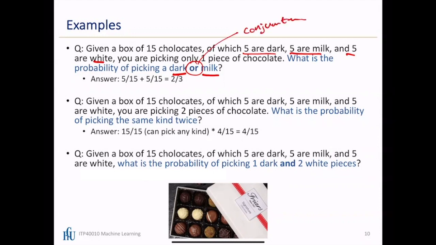In this case, you want to calculate the probability of getting dark, the probability of getting milk, and take the addition of them. So taking the sum, this is your probability.